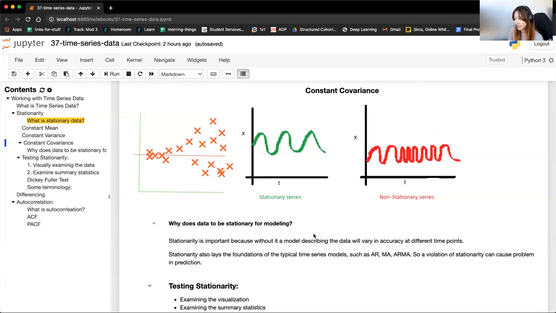Stationarity also lays the foundations of the typical time series models, and we're going to talk about these tomorrow: AR, MA, ARMA models. A violation of stationarity can cause problems in prediction, a very similar concept to what I was talking about here. Having stationary data basically allows for consistency in your predictions.